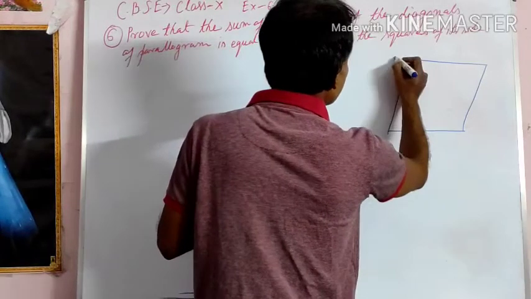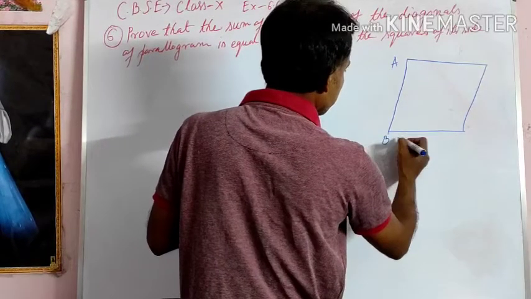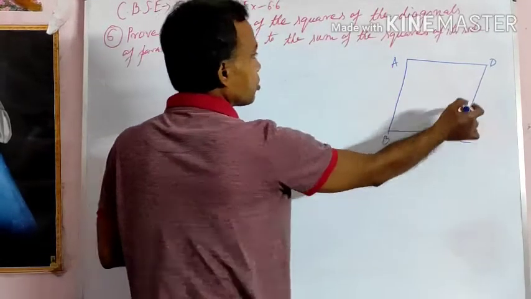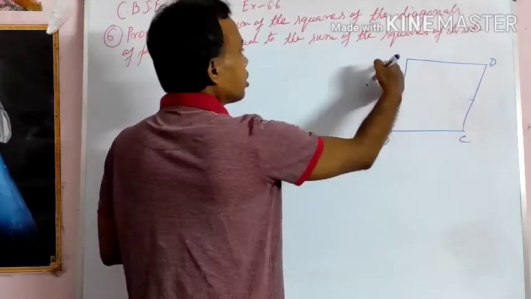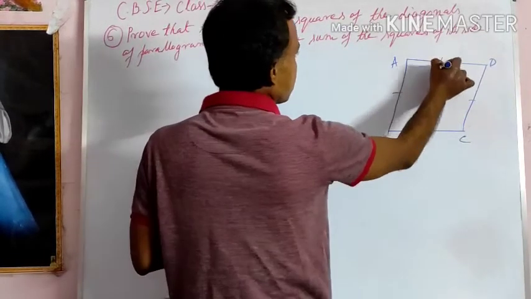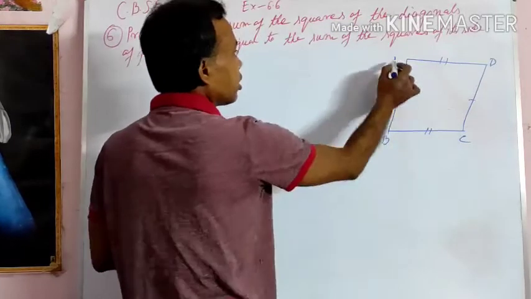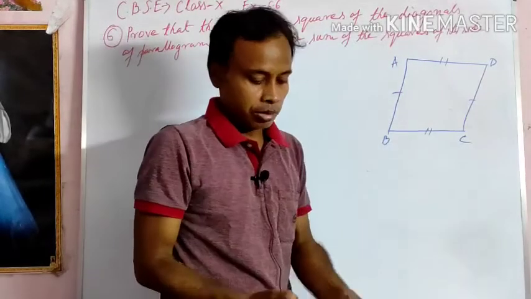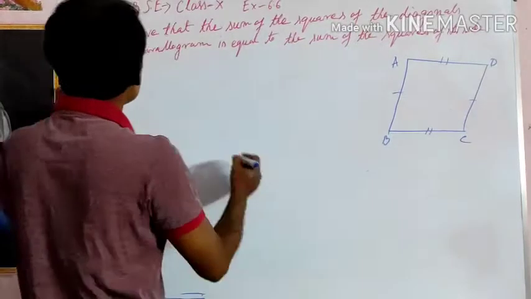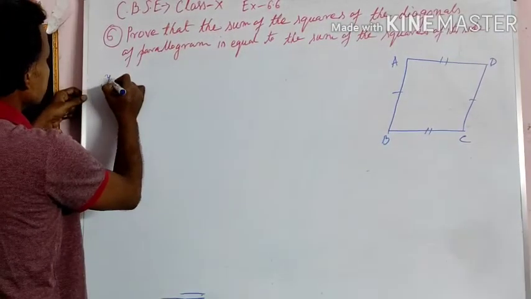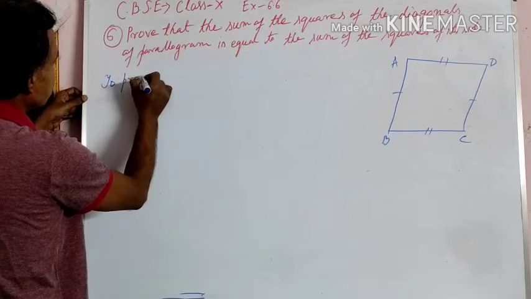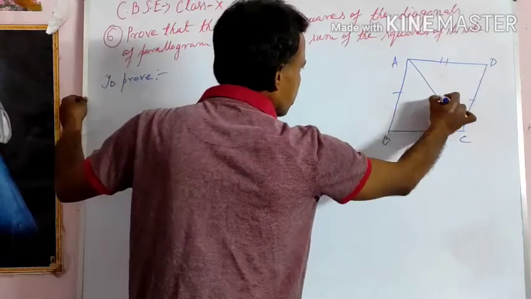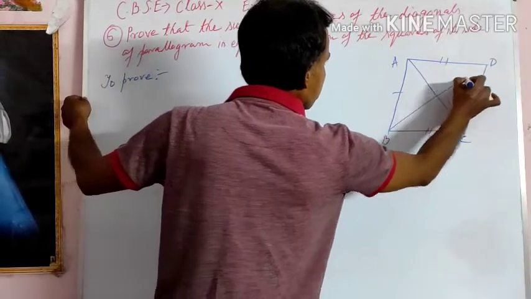Okay, so ABCD is a parallelogram, and its opposite sides are parallel: AB is parallel to DC and AD is parallel to BC, and AD is equal to BC and AB is equal to DC. Since it is a parallelogram, you have to prove something about the diagonals of the parallelogram, that is, AC and BD.